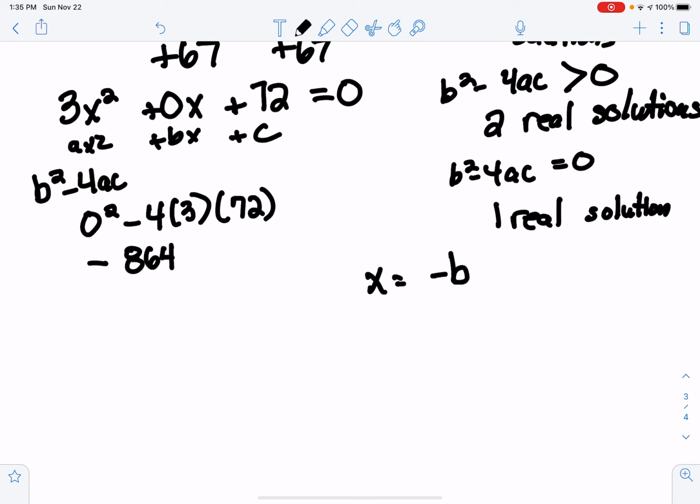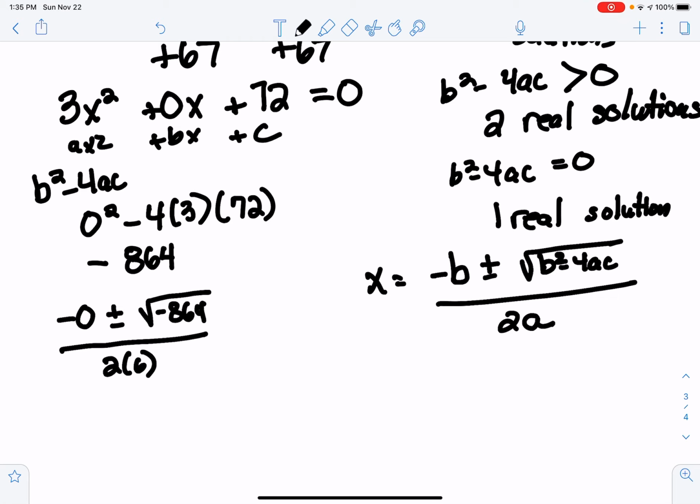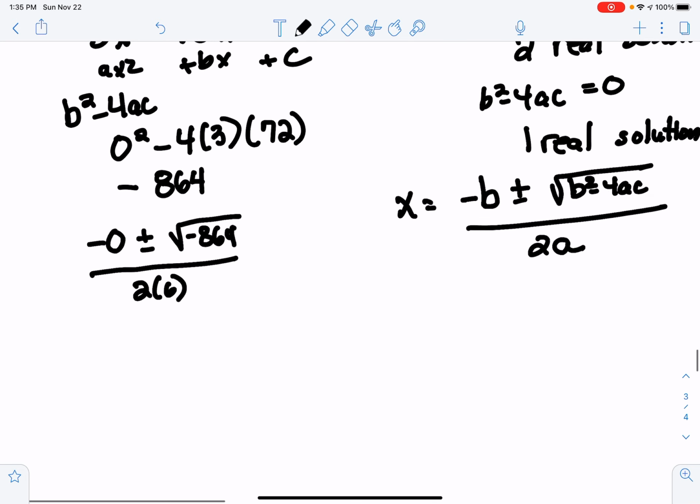X is equal to negative b plus or minus the square root of the discriminant all over 2 times the a value. So we're going to go the opposite of b plus or minus the square root of negative 864, all divided by 2 times 6. And so when you have that, this would be all right with me right now. This is kind of our new stuff. This would be okay with me, but there's a righter version of it.